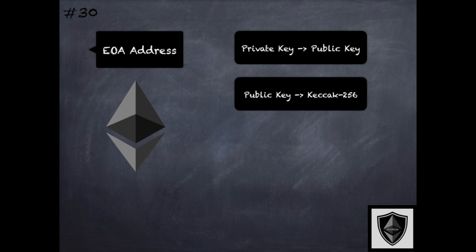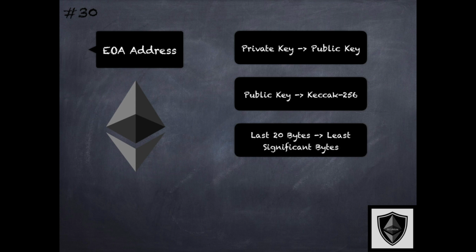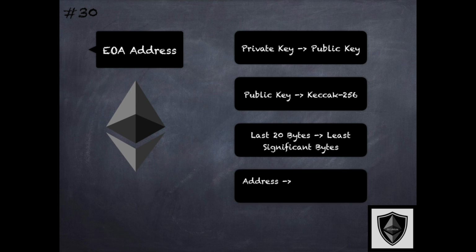And the output of that Keccak-256 hash is taken, and only the last 20 bytes, or in other words, the least significant bytes of the Keccak-256 hash of the public key, are taken as the address for that EOA account. So this is how an address is derived from the private key. It's a very simple calculation, and it results in the address being 20 bytes or 160 bits.